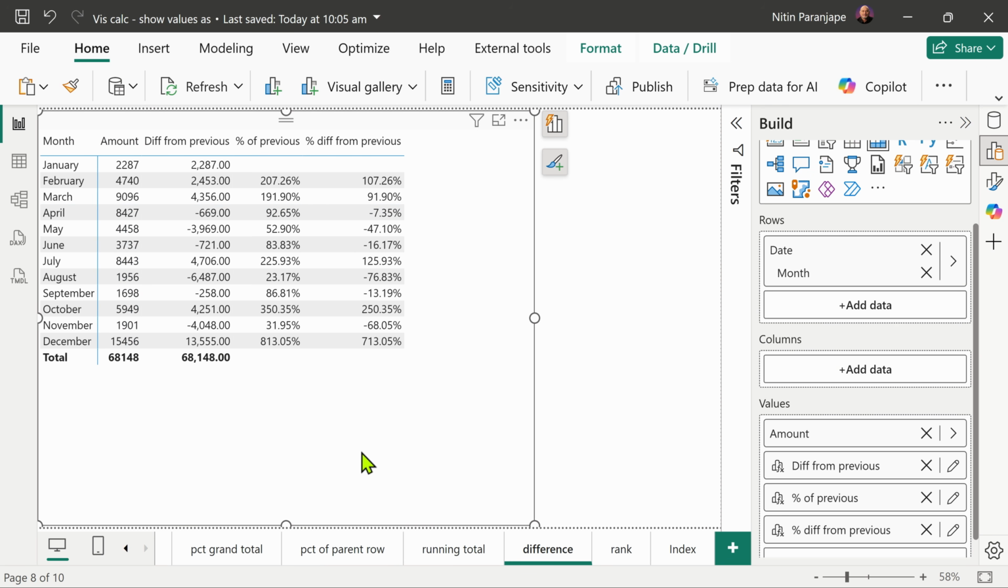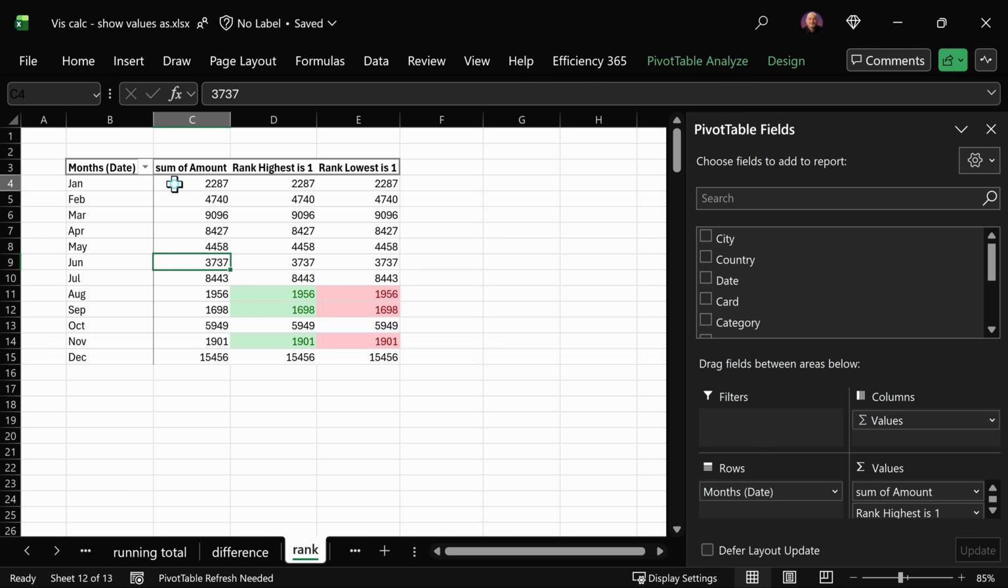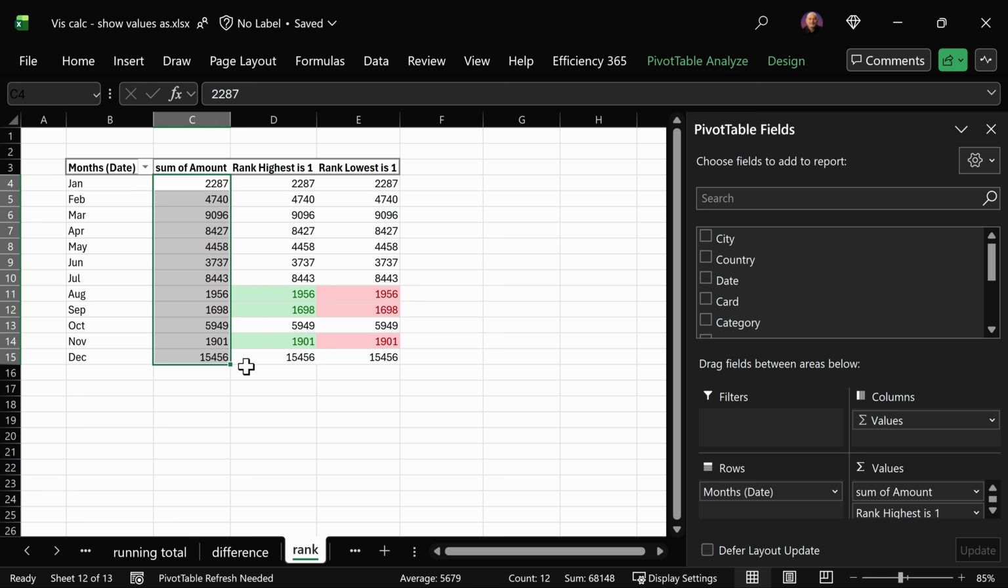Mind you, visual calculations are not just available for matrix visual. They are supported in multiple different visuals, but because matrix is very similar to pivot table, for ease of understanding, I am doing this. The next one we'll look at is rank. So let's group this by month. So here I have the same month and amounts. I want to rank them.